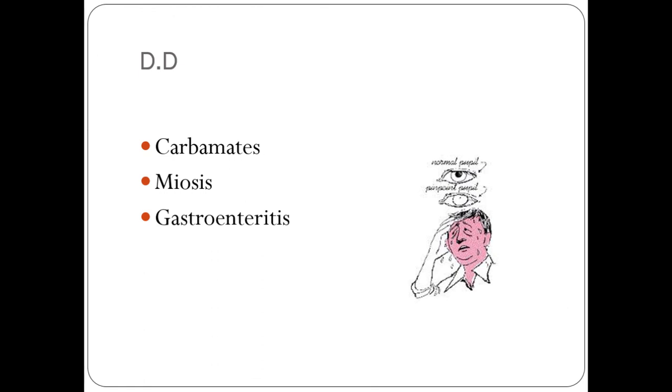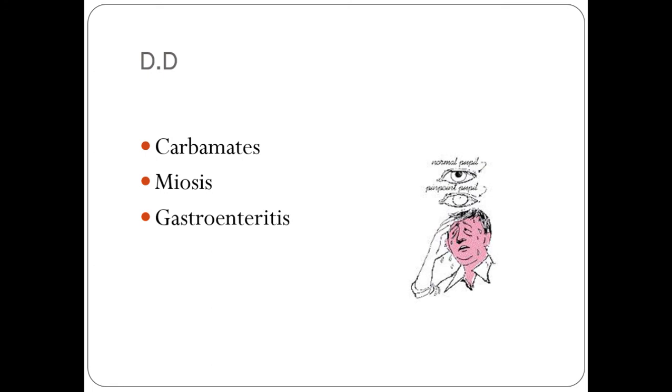We may need to do some investigations such as cholinesterase level, arterial blood gases, amylase, ECG, and radiology. And you have to differentiate it from carbamates and from other causes of miosis. You know that there are some poisons or toxins that induce miosis. I will ask you to tell me the different causes of miosis, because it's an important point in toxicology.